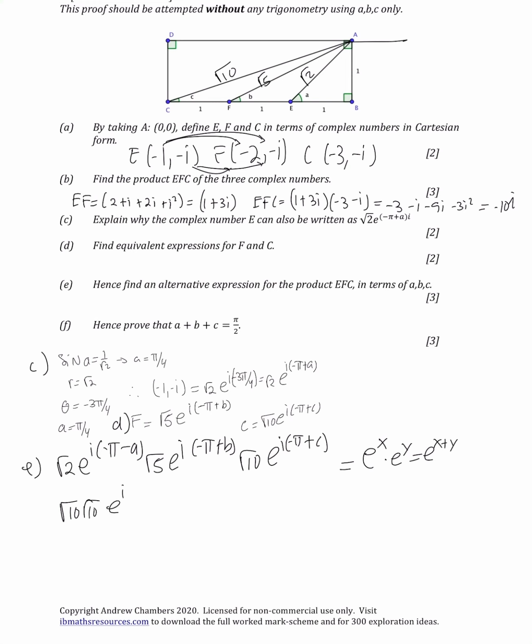Then e to the i: so it's negative iπ plus negative iπ plus negative iπ, so that's times 3, plus iA plus iB plus iC, which is equal to 10 e^(i(-3π + A + B + C)).